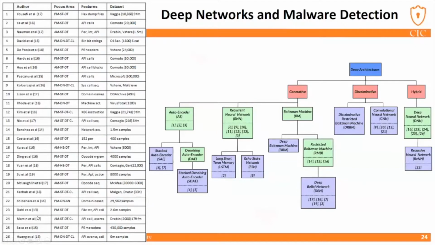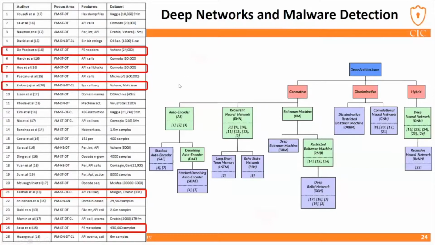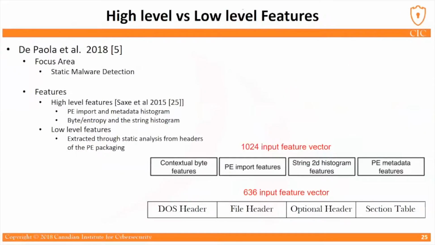But I do not have enough time to go through all of these approaches, so I selected a few of them to see how they have applied deep networks to detect or classify malware. One of the first works is from Deep Hollow. In their work, they wanted to investigate how high-level and low-level features in malware detection affect the output or performance. So their focus area here is static malware detection, and it's PC-based malware. The features that they have used are low level, of course, because they wanted to compare their low-level features with the high-level ones from previous work.